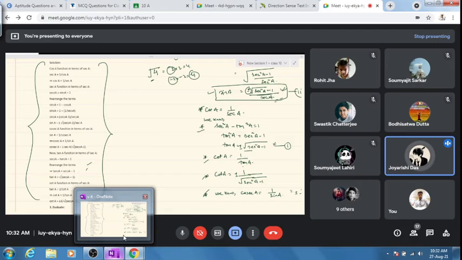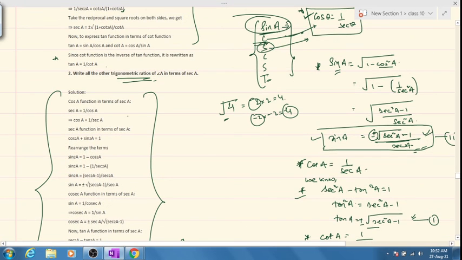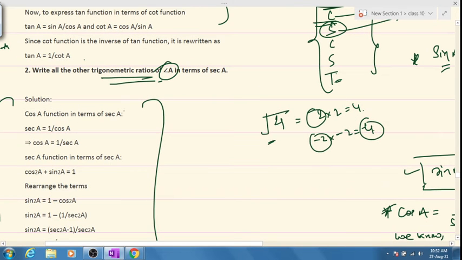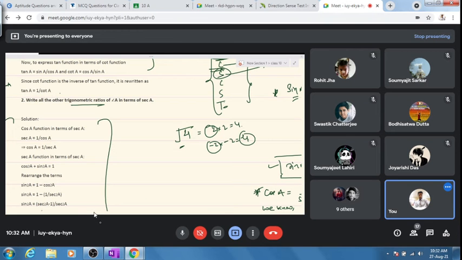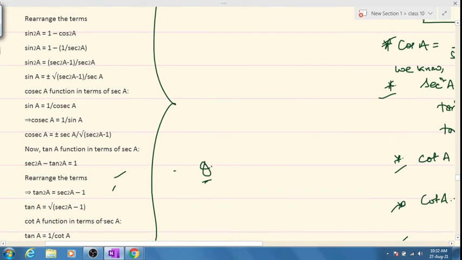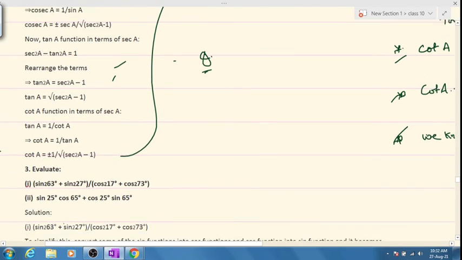Sir, in the question, why is it given, sir, root A in terms of root A? Why is it given in terms of A? It could have been given in terms of theta also. This is not root A, this is angle A. Angle A, angle A. Understood? This is not root A, this is angle A. Clear or not?